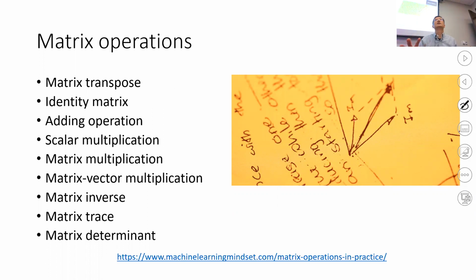Now we jump to higher dimension from a vector. There's n by 1 or 1 by n. Now we have an n by m or m by n, so n and m are greater than 1. So in that case, you have a matrix. We have those operations.